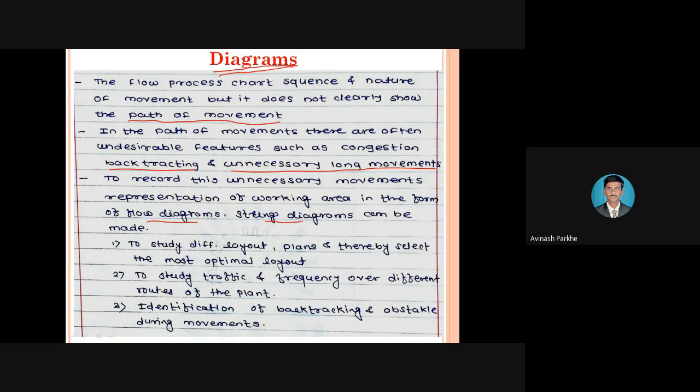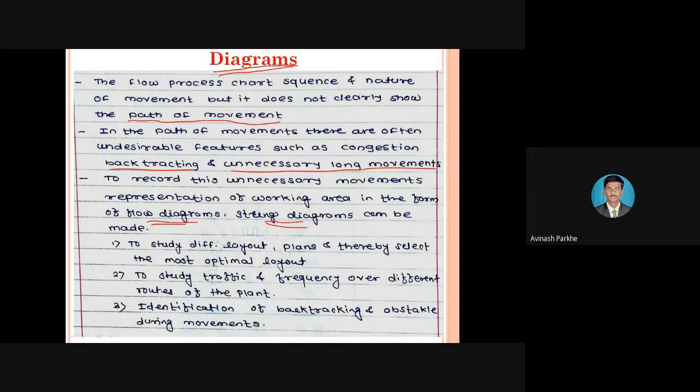Like the charts, whatever charts are there, that chart is divided further into 4 types: operation process charts, flow process charts, two-handed process charts and multiple activity charts. Similar to that, this diagram is one of the second recording techniques, which is used to find out the proper path of the man and the material, in order to identify the unnecessary long movements and the backtracking. So the diagrams are also divided into two types. The first one is a flow diagram and the second one is a string diagram.